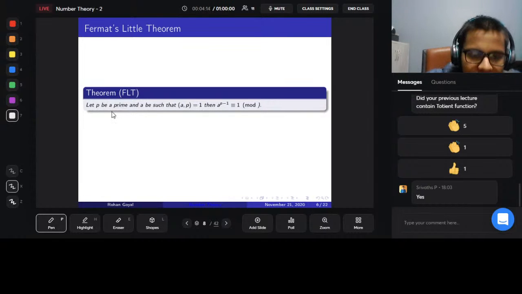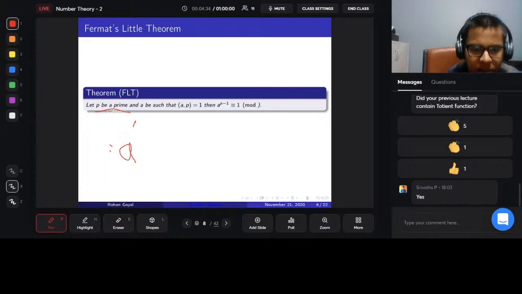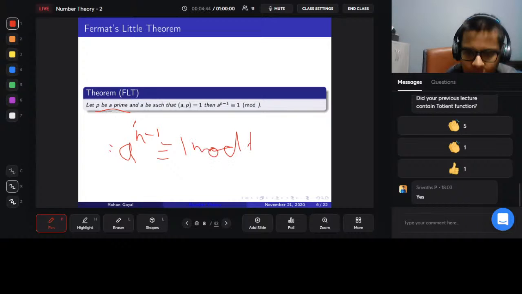So as you can see, we have that P is a prime. For any prime P and A, which is a number such that gcd(A, P) is equal to 1, we have A to the P minus 1 is congruent to 1 mod P. I'm very sorry about the technical trouble. So this is basically what FLT states, as mentioned here.